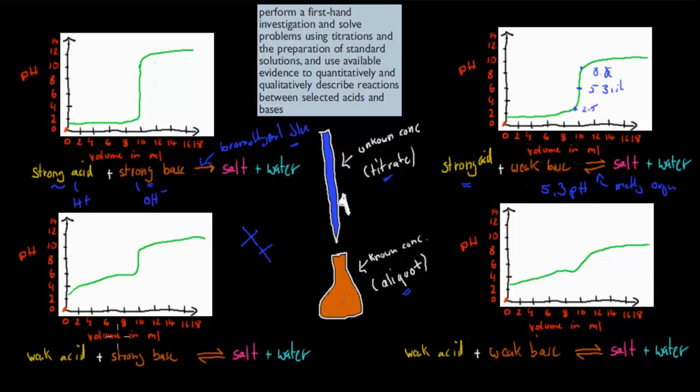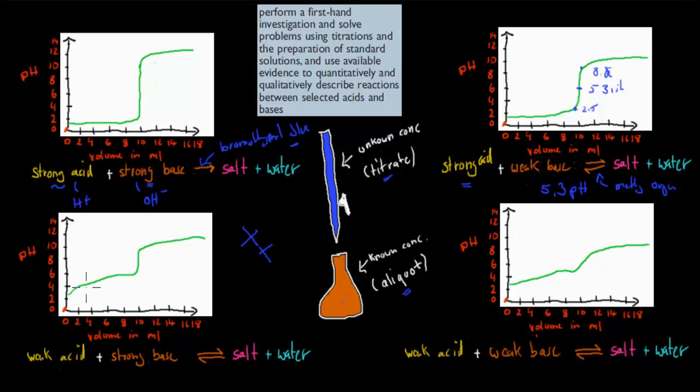Now if we have the opposite, so now we have a weak acid in our solution, in our flask, and we have a strong base as our titrant in our burette, which means we start at a pH which is slightly higher. It starts at a pH of about 2.5 because it's a weak acid.